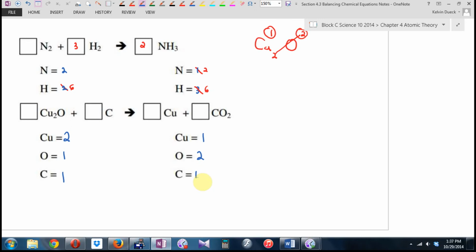How many coppers do I have on the left-hand side? 2. How many do I have on the right-hand side? Okay, I can fix that by putting a 2 there, and that crosses. You know what? I'll change colors, Mr. Dueck, so it's more obvious. I'll put a 2 there, cross that out, now there's 2 of them. Yay, I'm not done.